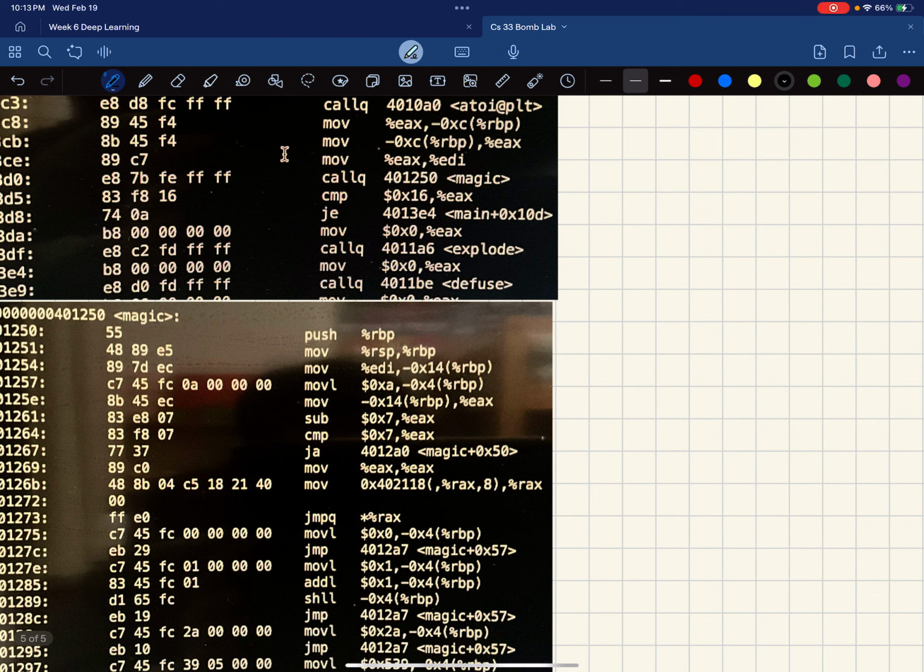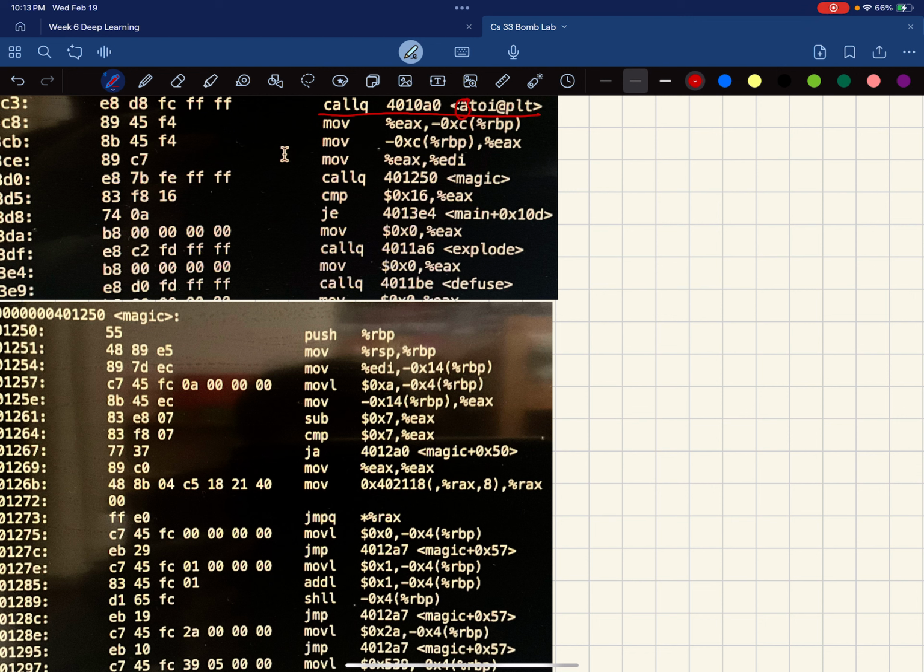First things first, we're going to look at our main function. And we see this: calculate atoi. atoi is basically like a string to an integer. In this case, the A refers to ASCII to integer.